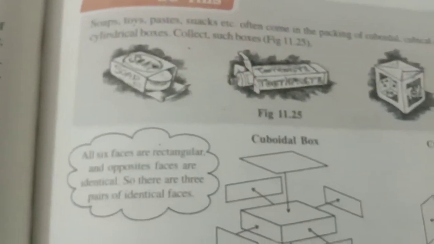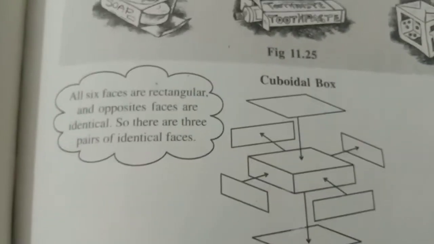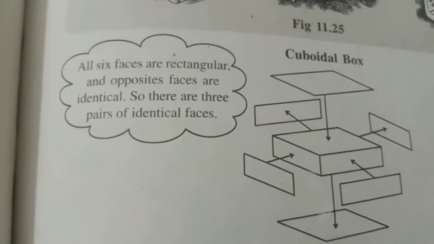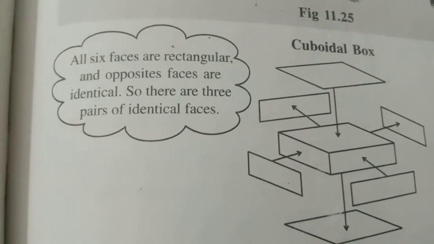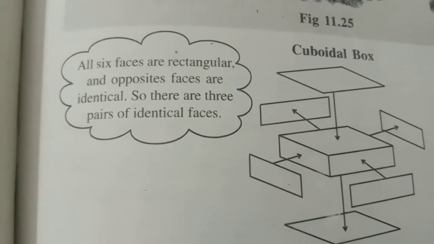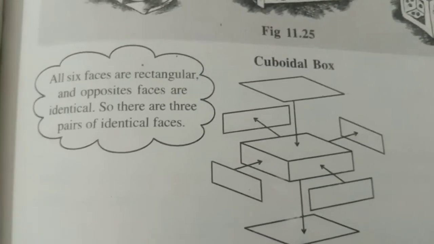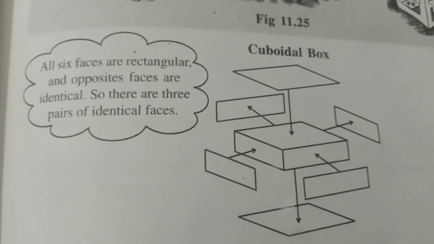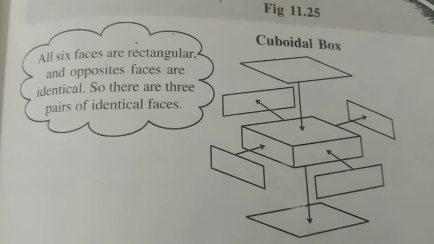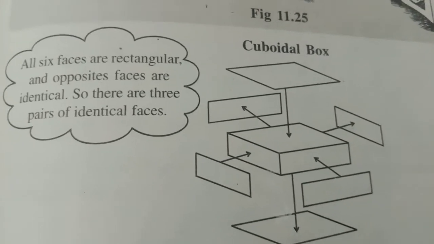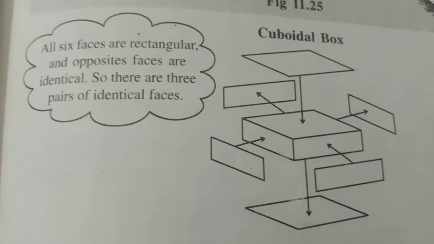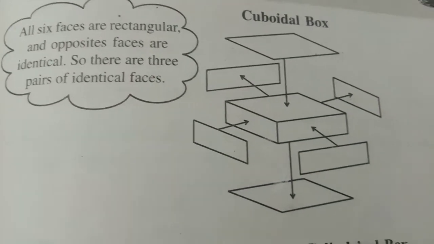Now we are going to discuss how to find the area of these solid shapes. Especially, we'll study here in class 8 about the cuboid, cube and cylinder. As we know, we'll discuss the cuboidal box first. All six faces are rectangular and opposite faces are identical. Identical means congruent. They have the same size and same shape. So there are three pairs of identical faces.